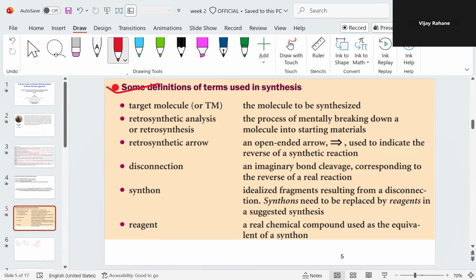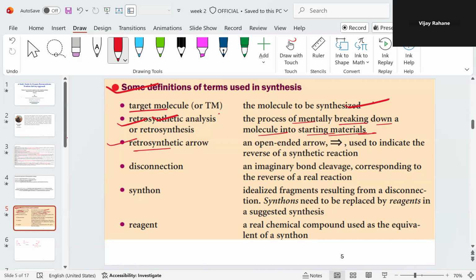So what is the target molecule? Basically, this is the molecule that we are planning to synthesize. That's the target molecule. Second thing is the retrosynthetic analysis or retrosynthesis. This is the process of mentally breaking down molecules into the starting materials, the commercially available, but more particularly the starting materials.